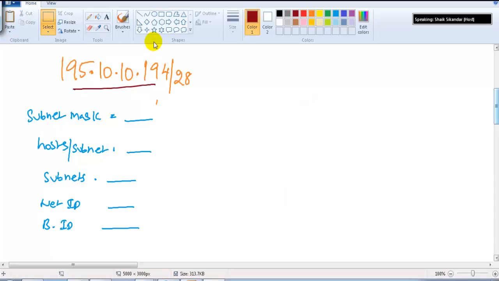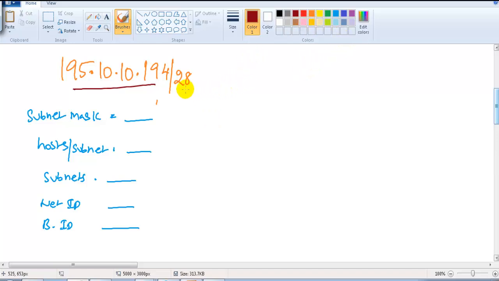So let us do one more example on the C class, one more example on the subnetting question. Well, let's take an example. You are given some address, 195.10.10.194/28. So I'm supposed to find the subnet mask. Probably in the subnetting questions, you will be asked any one of these things. So I'm just trying to cover all the possible questions in subnetting.